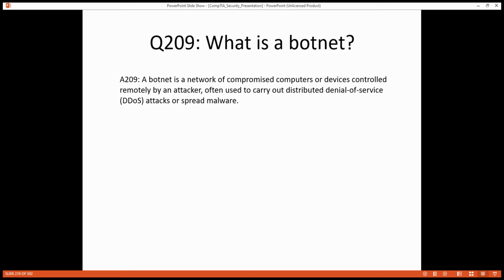Q209. What is a botnet? A209. A botnet is a network of compromised computers or devices controlled remotely by an attacker, often used to carry out distributed denial of service, DDoS, attacks, or spread malware.